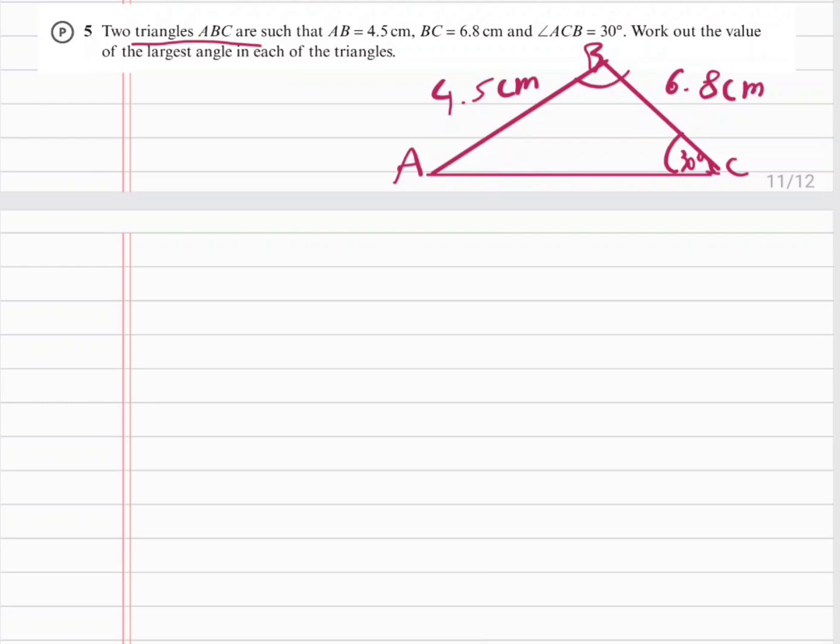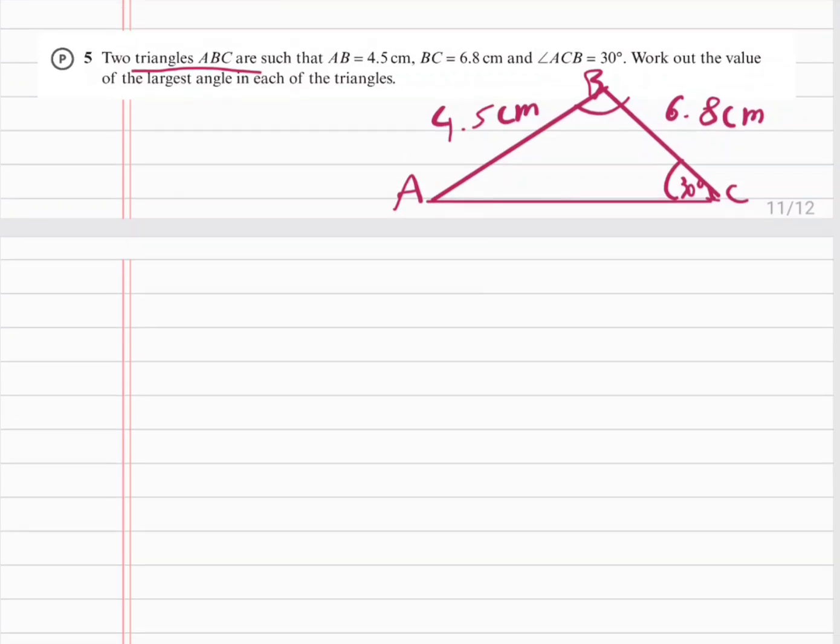But since the value of C is constant, and we know this angle is 30 degrees, there can also be another possibility, that A is the largest angle of the triangle. That's why we have two cases, and therefore this is the ambiguous case of the sine rule, because we essentially solve this by the sine rule. We can start by finding the value of angle A first.